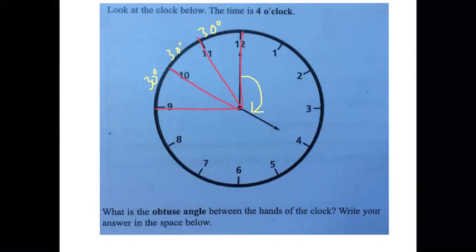So to calculate our answer then, we're interested in the gap between the two hands of the clock. So we have 30 degrees, another 30, another 30, and another 30. So we've got 4 30s, 4 multiplied by 30, so our answer is 120 degrees.